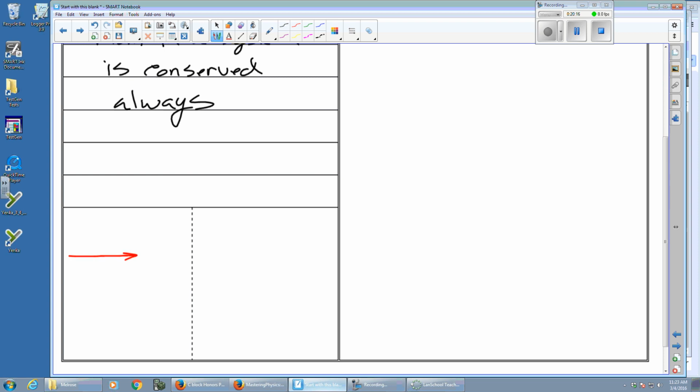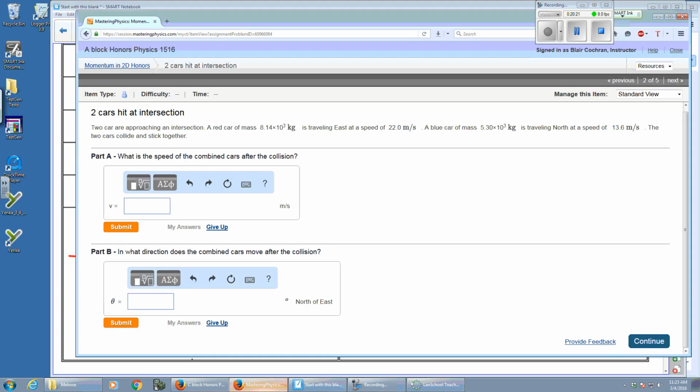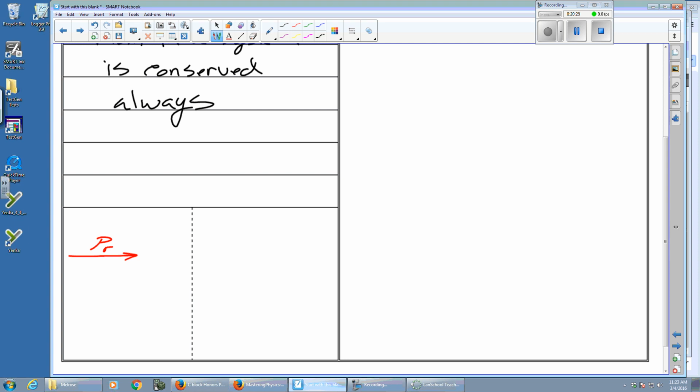So this would be the momentum of the red car ahead of time. And then my blue car is traveling north before they collide. So momentum of the blue beforehand. Which direction, just off the top of your head, do you think they're going to head, approximately? Kind of northeast-ish. And we'll call that something RB, because they're going to be joined together. All right?